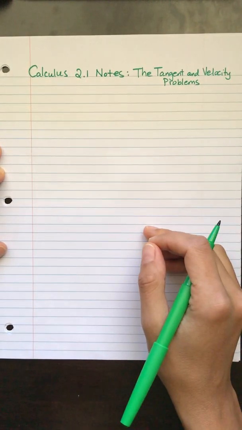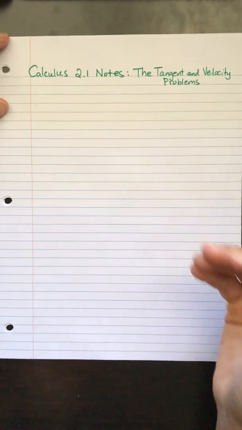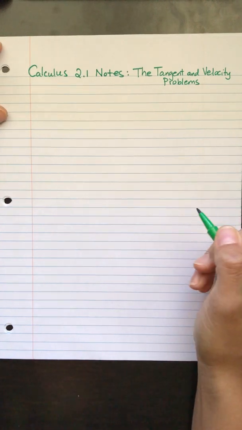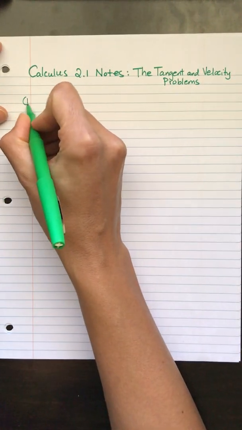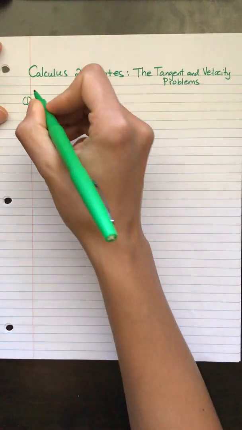Hi guys, today we're going to do the 2.1 notes for calculus. It's about the tangent and velocity problems. It's really a very small preview to the world of calculus. And before I start, I want to list some concepts and words that we're going to come across in these notes that you need to know.